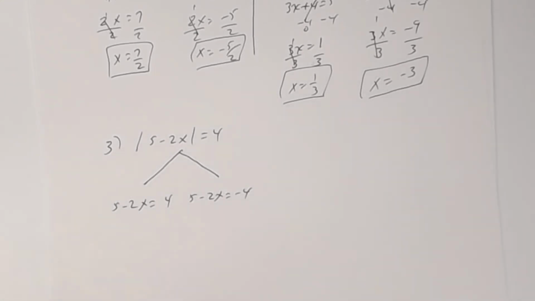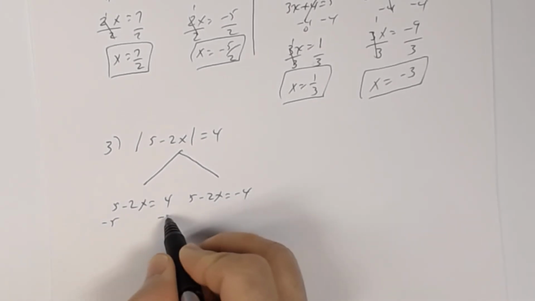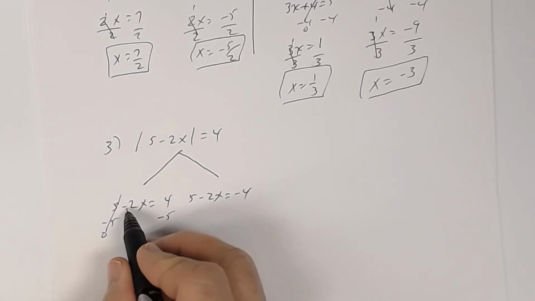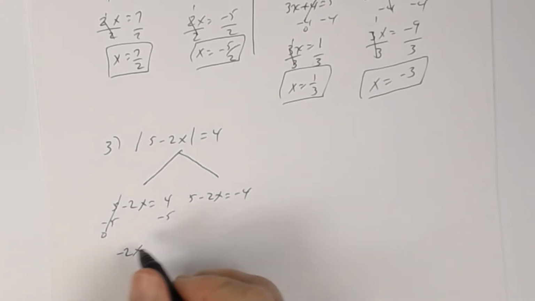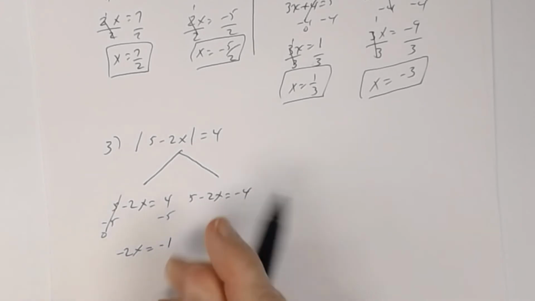So let's go ahead and get the variable x by itself. I'm going to subtract 5 from both sides. Combine like terms. 5 minus 5 is 0. So I'm left with a negative 2x. Be careful with the sign. Some of you are going to make a mistake and say 2x, but that's a negative 2x. Equal 4 and a negative 5 is a negative 1.